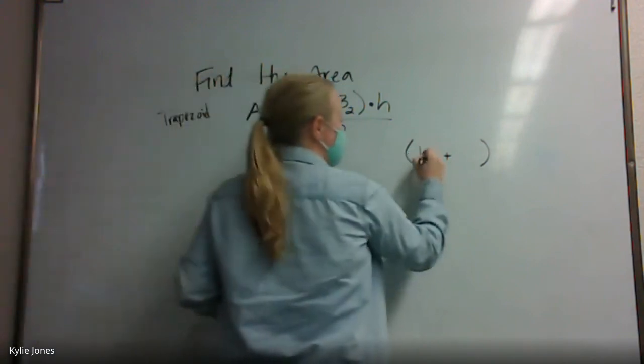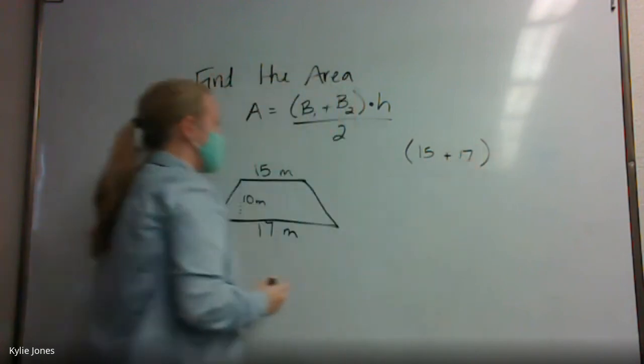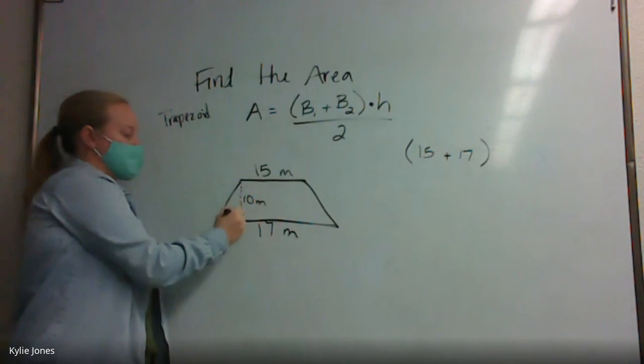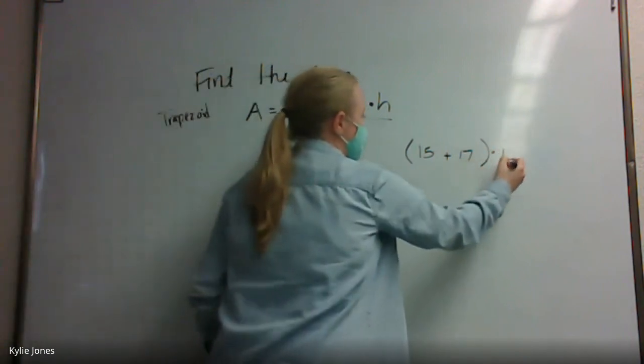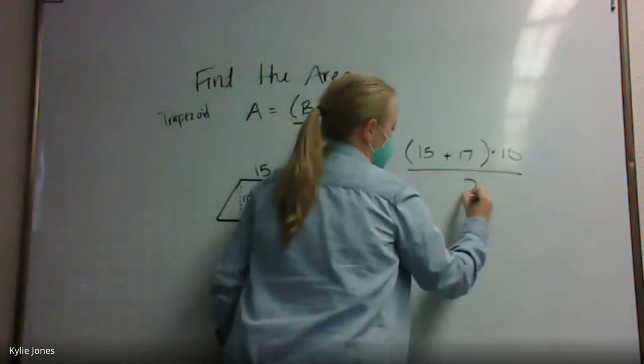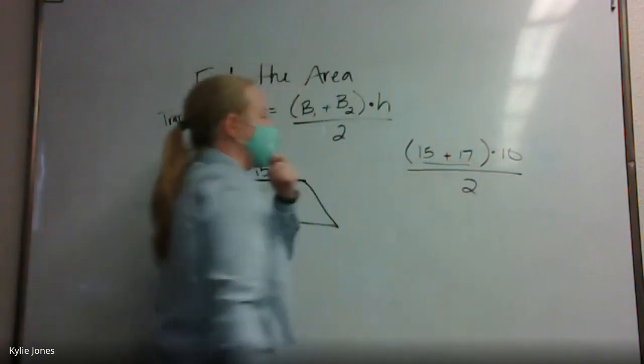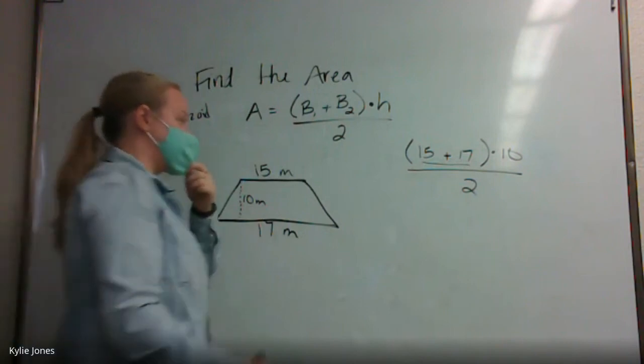So we have 15 plus 17. And then we need to multiply by our height. What's my height? 10. So we're multiplying by 10 after that. And then we divide by 2. So our first step, 15 plus 17. What is 15 plus 17? 32. Good. 15 plus 17 is 32.